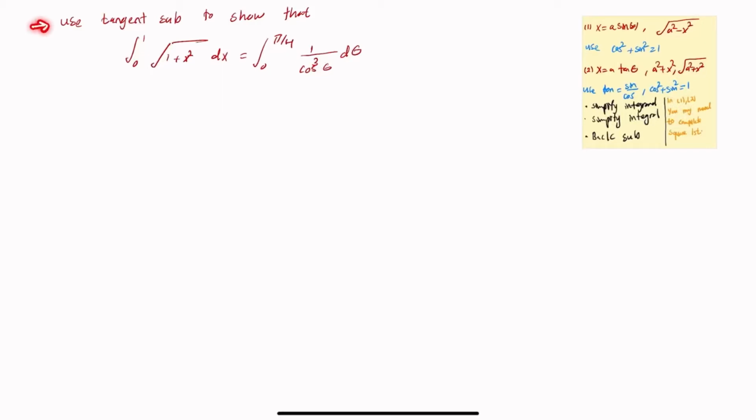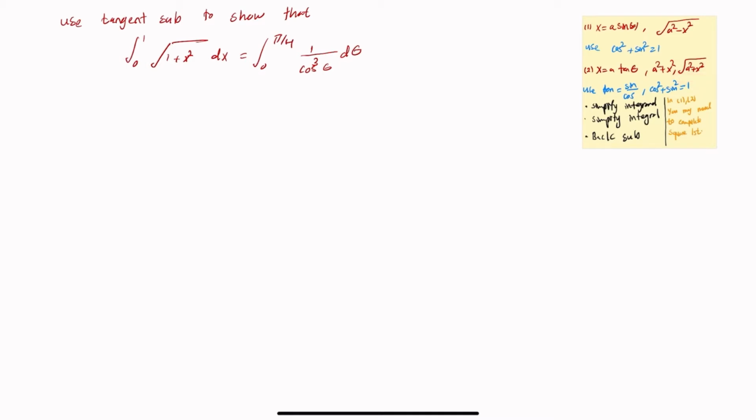Here, use tangent substitution to show that the integral going from 0 to 1 of the square root of 1 plus x squared dx equals the integral going from 0 to pi over 4 of 1 over cosine cubed of theta d theta. Here, we're going to use tangent substitution, so we are going to refer to number 2 in here. Note, tangent substitution can be used when the integrand is given in two forms, this form or the square root of that. Here, we are given the square root.